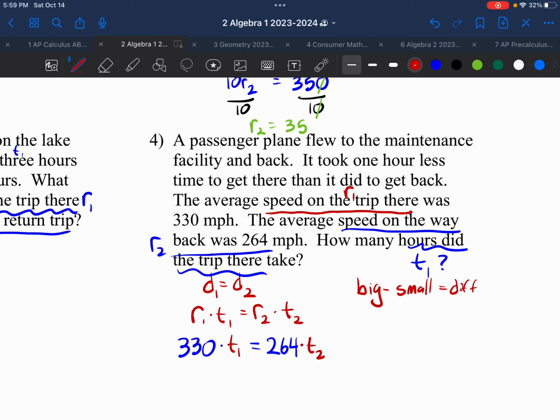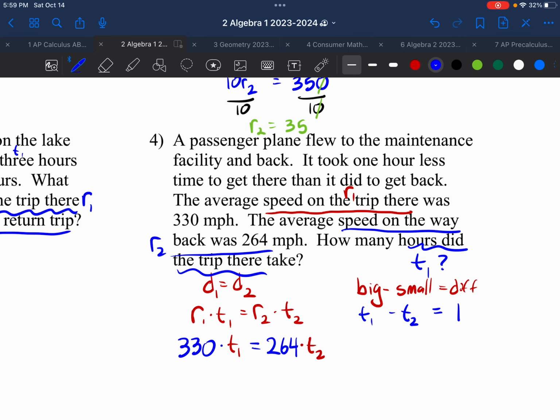So which one is bigger? Which one took more time? It took 1 hour less time to get there. If it took 1 hour less time to get there, that's, again, T2, and that is less time, so that's the small time. So T2 is the small time. I'll come down here and say that T2 is the small time, and by process of elimination, there's only one other. T1 must be the big or the large time. And if I subtract that, I'll get their difference, and the difference is 1 hour. So this is going to be 1.